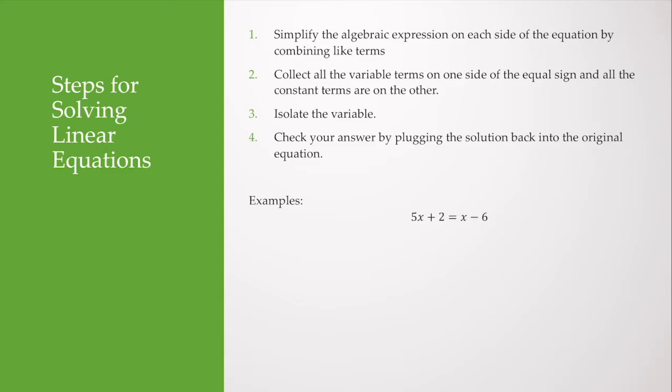So here are steps for solving a linear equation. The first step is you need to simplify the algebraic expression on each side of the equation by combining like terms. So adding common variables, adding constants if you can. Next, you need to collect the variable terms on one side of the equal sign and all of the constant terms on the other. You then want to isolate the variable. That's typically going to be by dividing by the coefficient. So we're trying to find when x is 1, so we'd want to divide by the coefficient on x to get x all by itself.